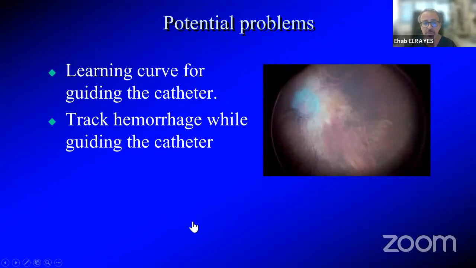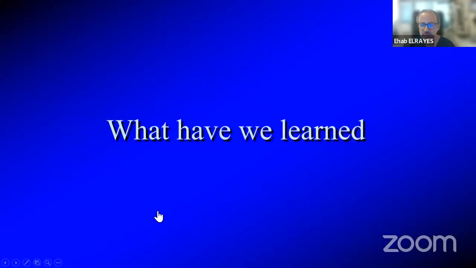There is definitely a learning curve. To put a catheter inside the eye, you should think about hemorrhage. So there are tricks how to avoid hemorrhages. Some of what we call track hemorrhage, while pushing the catheter through the suprachoroidal space, you might have some hemorrhages around, and there are ways to get around that. I'll speak about it in a minute.